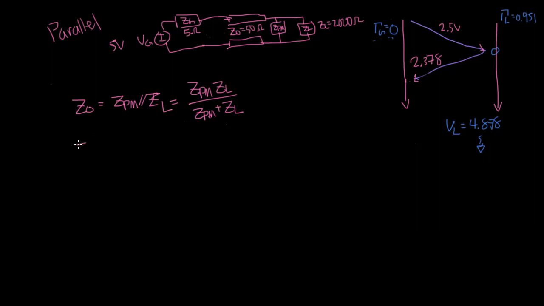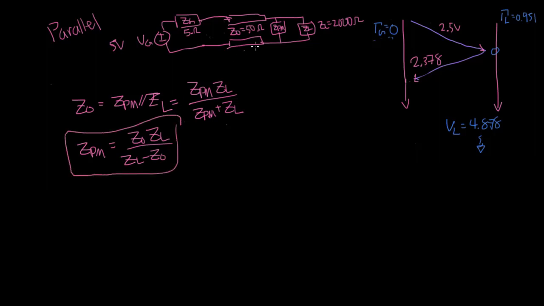So if you move some stuff around to do a parallel match, you need it to be equal to Z naught ZL over ZL minus Z naught. So this is how you find the value that you put in there for there to be a match. And in our case, using our numbers, that would be 50 times 2000 all over 2000 minus 50, which is going to be 51.3 ohms.